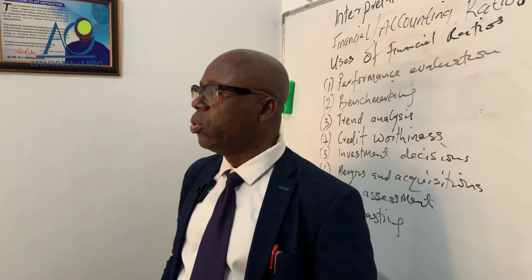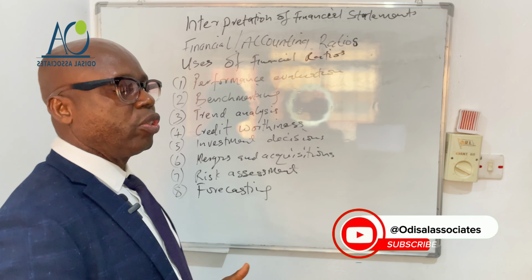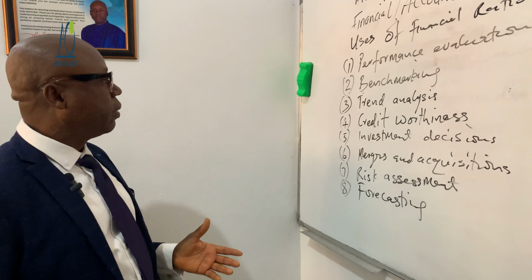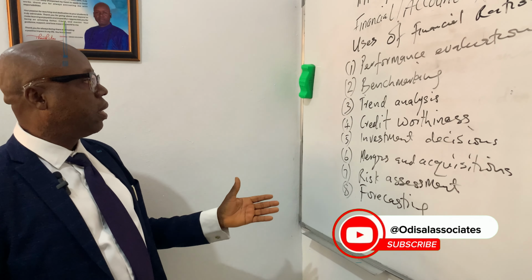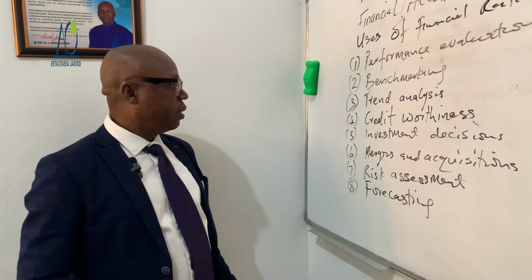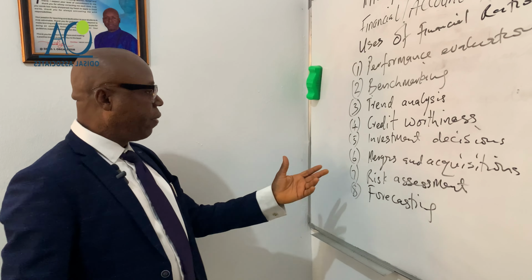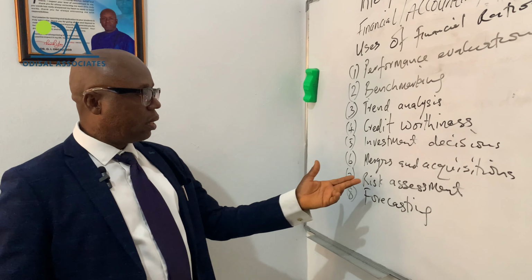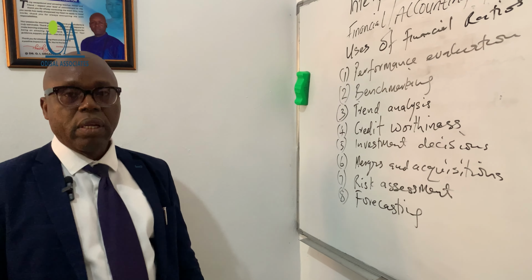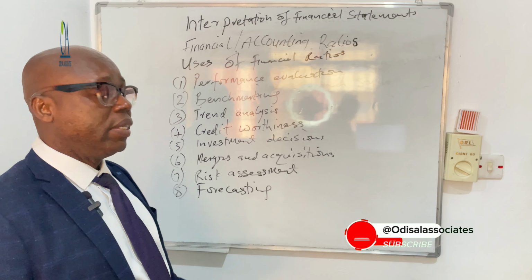Financial ratios are used to evaluate companies' health and prospects. Here we have different uses of financial ratio. One, performance evaluation. Two, benchmarking. Three, trend analysis. Four, credit worthiness. Five, investment decisions. Six, mergers and acquisitions. Seven, risk assessment. And eight, forecasting. These are not all the things we use ratio to do, but these are the ones that I've listed here.